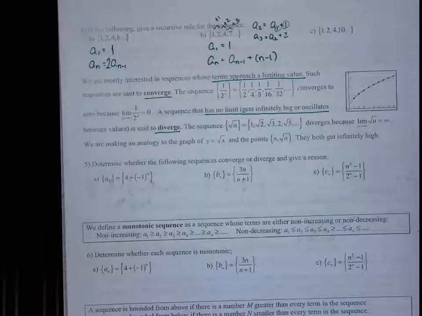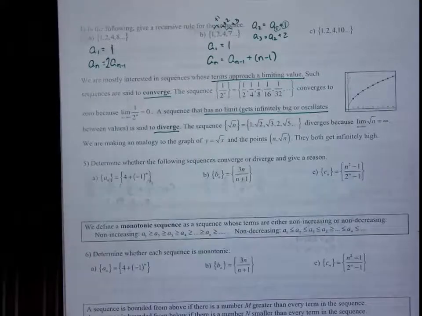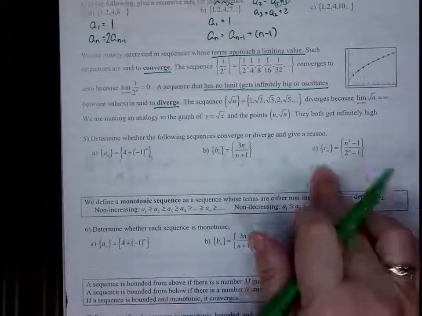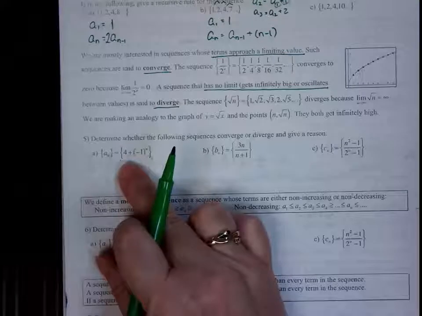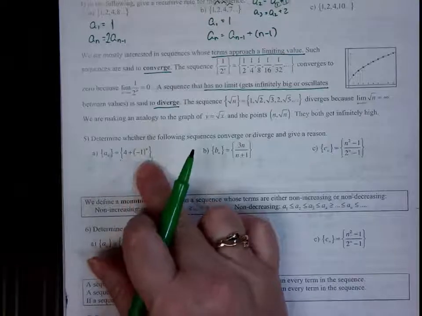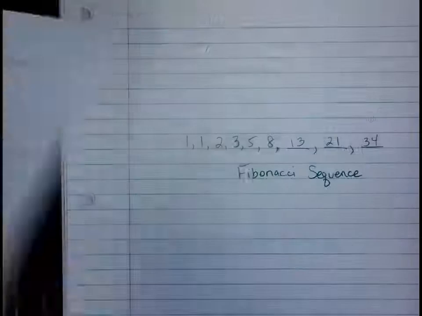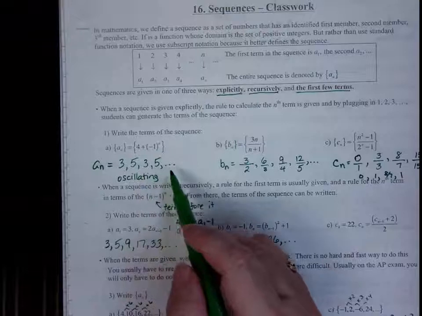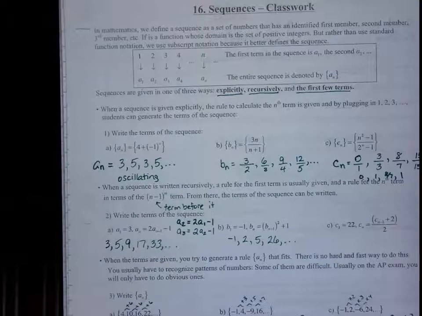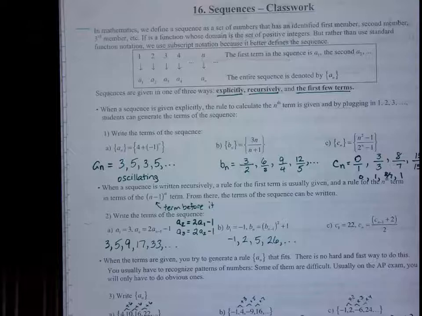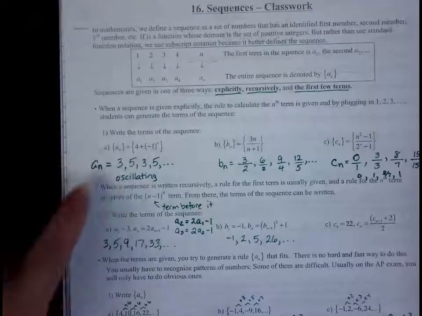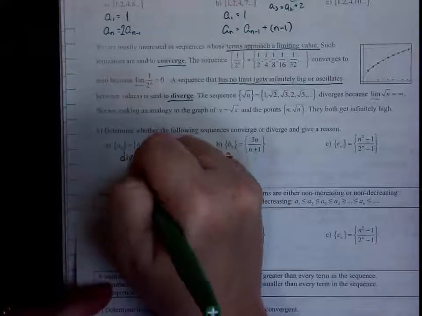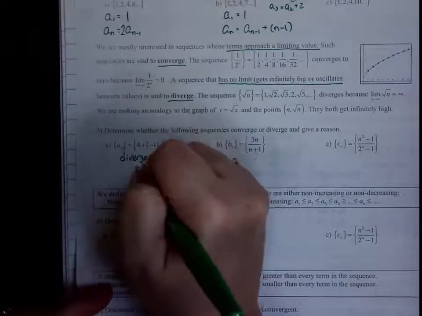So let's take a look at number 5. These three sequences on number 5 are the same ones we had in number 1, the same formulas. It's a lot easier to see, I think, sometimes if you just look at the pattern. 5A, flip back over to the front, look at 1A. When we wrote it out, we got 3, 5, 3, 5, and so on. Do you believe that's going to converge? No. It's just going to continue to oscillate. That's a DNE situation. So it diverges because it oscillates.